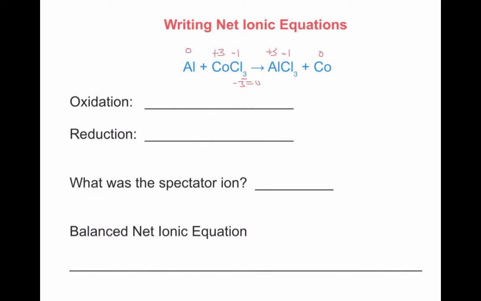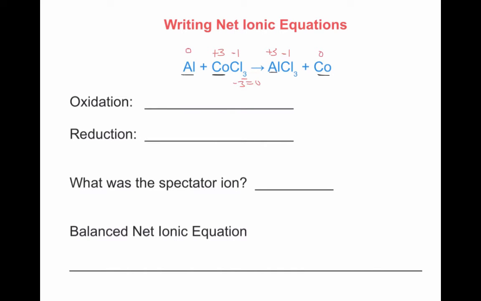Then I need to see what elements are changing as we go from reactants to products. So I can see that the Al is going from 0 to plus 3, and the cobalt is going from plus 3 to 0. So those are my elements that are going to be involved in my oxidation and reduction half reactions. The next step is to say, what's being oxidized? The Al is going from 0 to plus 3. My oxidation numbers are becoming more positive. Therefore, I'm losing electrons, which is basically the definition of oxidation.